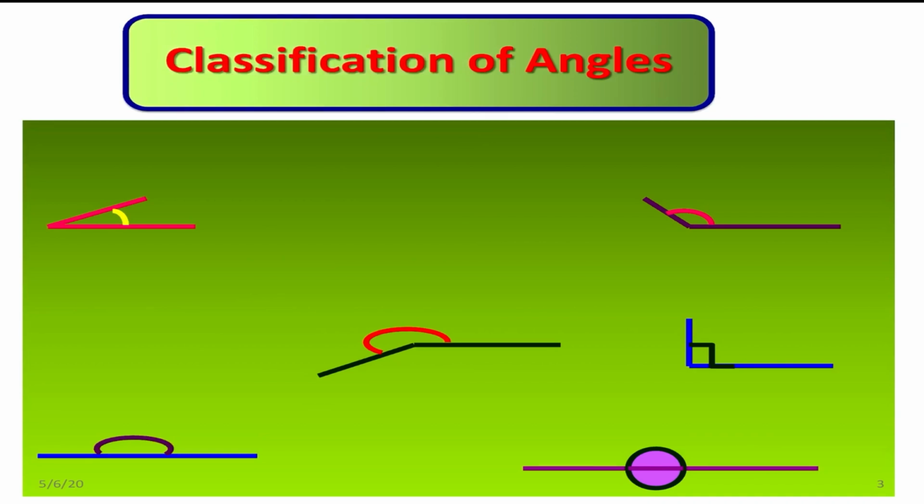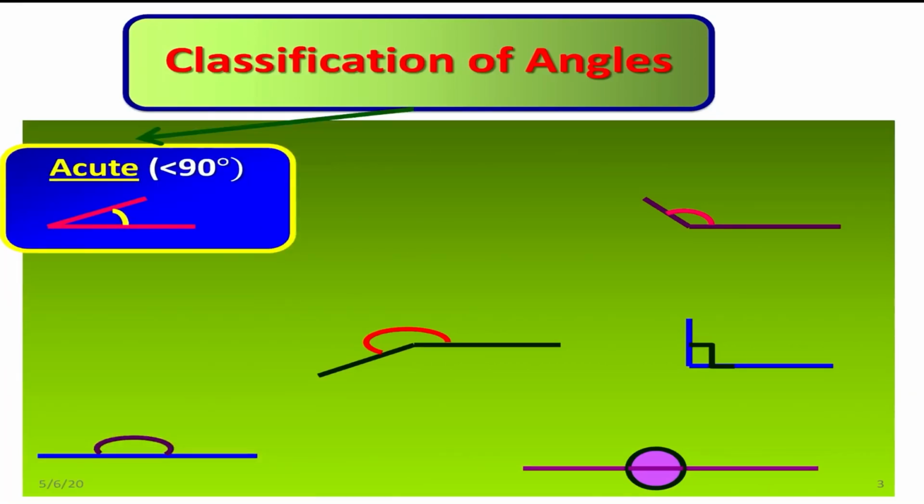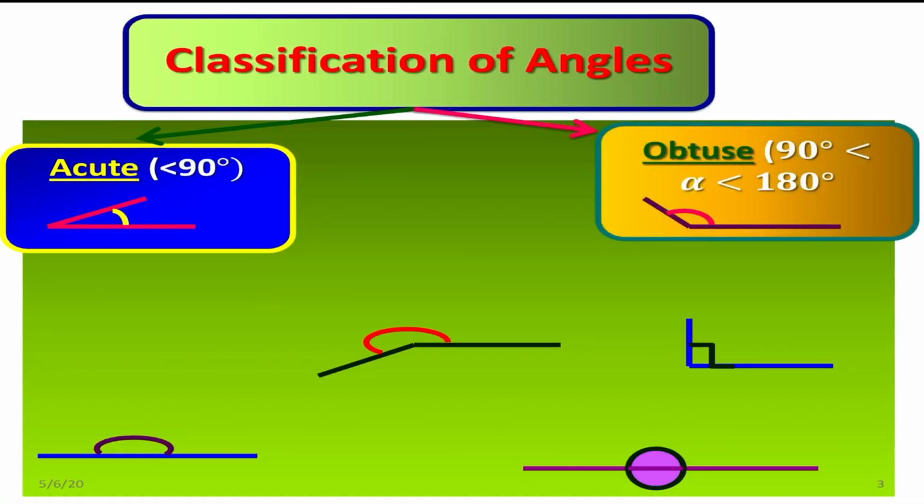Now, let's talk about classification of angles. All angles can be broken down into the following categories. The first one: if the angle is less than 90 degrees, then it's called an acute angle. The next one: if the angle lies between 90 degrees and 180, then it's called obtuse.